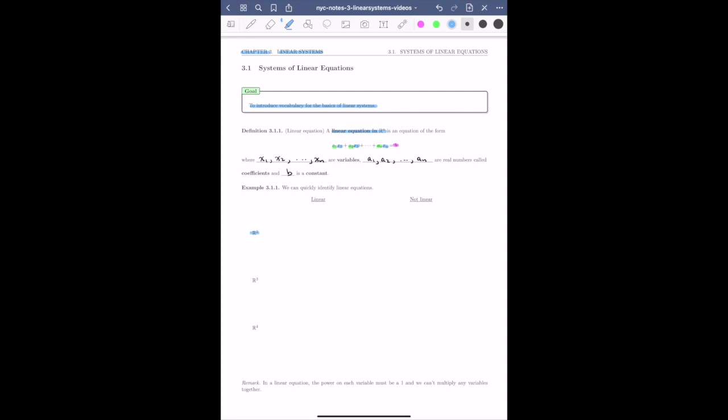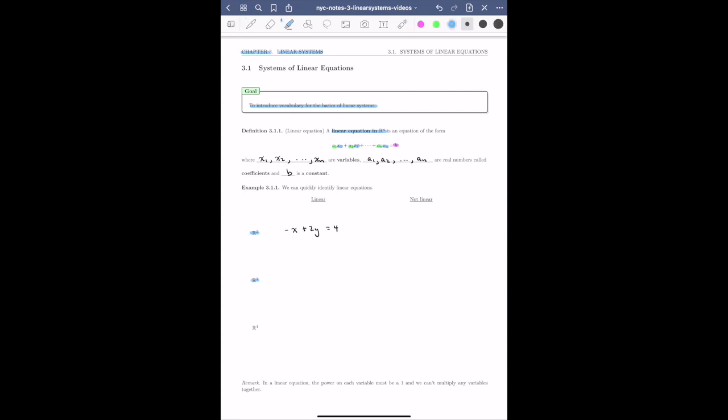We said that in R2, a linear equation is the equation of a line. So an example of this might be minus x plus 2y is equal to 4. We have two variables, x and y. The coefficient on x is minus 1. The coefficient on y is 2, and the constant is 4.